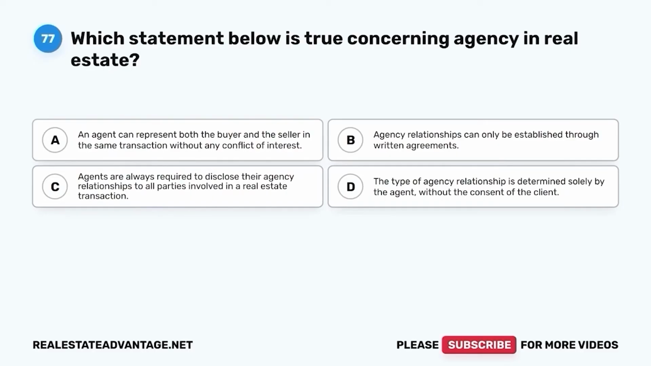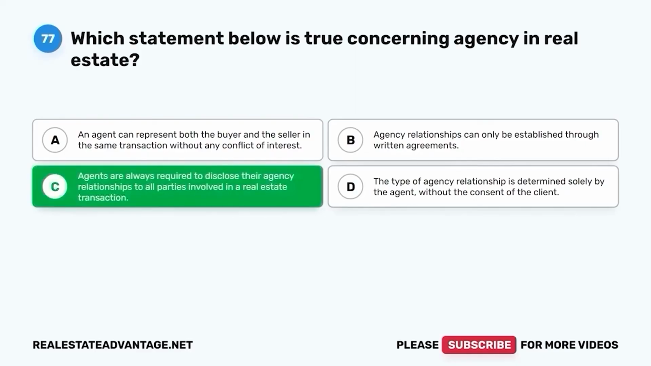A. An agent can represent both the buyer and the seller in the same transaction without any conflict of interest. B. Agency relationships can only be established through written agreements. C. Agents are always required to disclose their agency relationships to all parties involved in a real estate transaction. D. The type of agency relationship is determined solely by the agent, without the consent of the client.